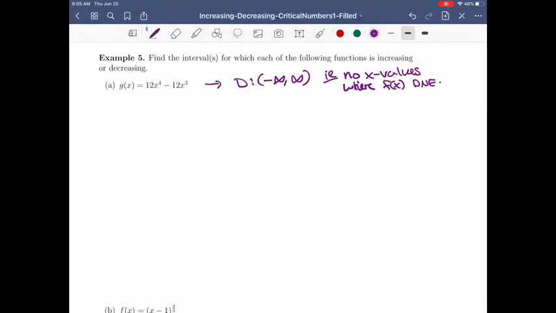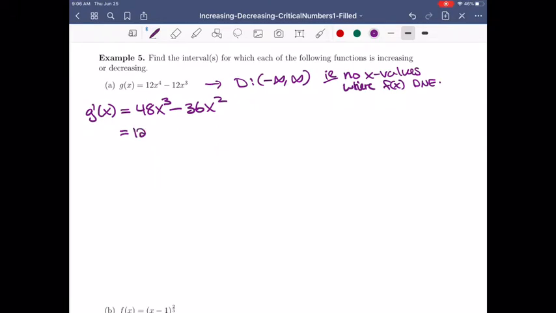So we want to find the critical numbers, so we take the derivative. That's going to be 12 times 4, so 48x cubed, minus 12 times 3, which is 36x squared. Okay, I'm going to factor this a bit so I can pull out 12x squared, and I'm left with 4x minus 3. Okay, so that's my derivative.